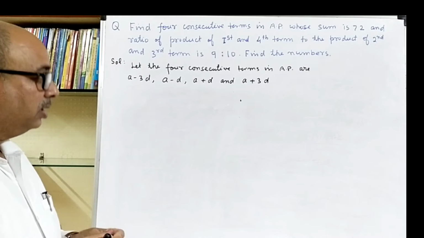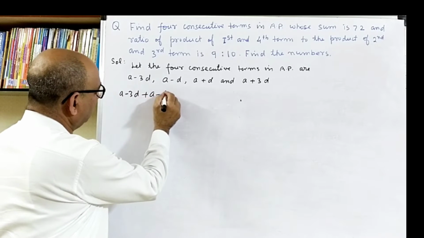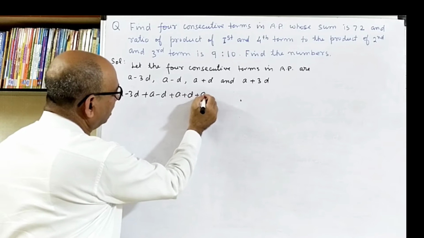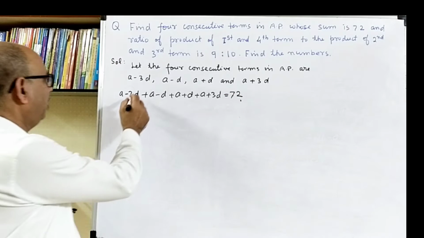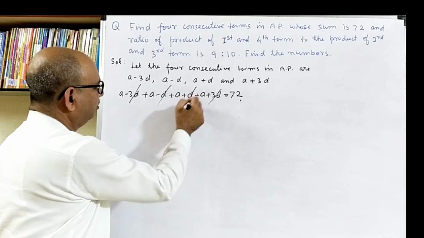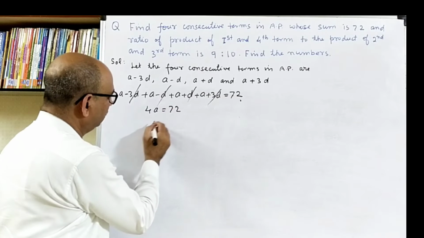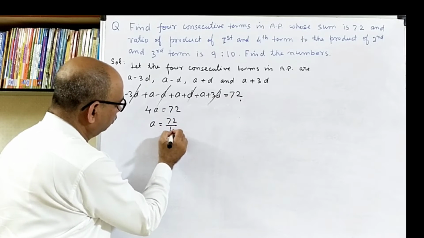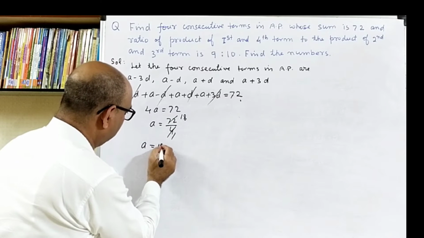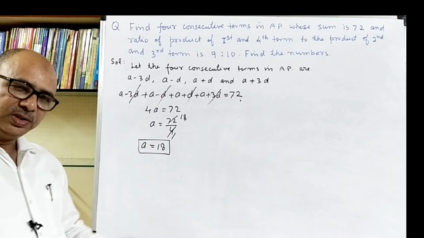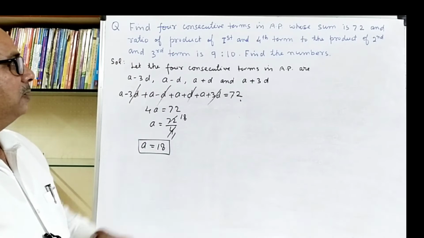Let's do the first condition. Their sum is 72. A minus 3d plus a minus d plus a plus d plus a plus 3d equal to 72. Minus 3d plus 3d, minus d plus d cancelled out. It gives 4a equal to 72 or a equal to 72 upon 4. That means a equal to 18. So from first condition we got the value of a. Let's use the second condition.